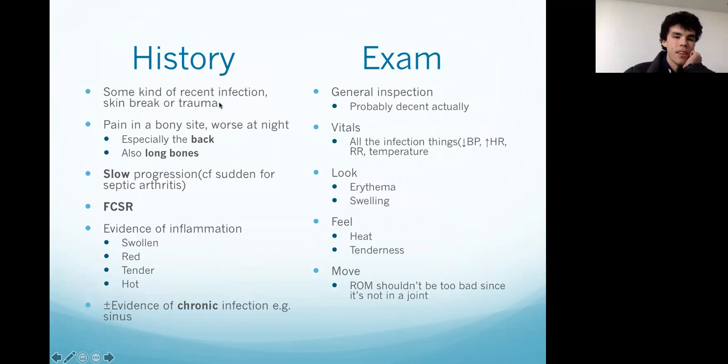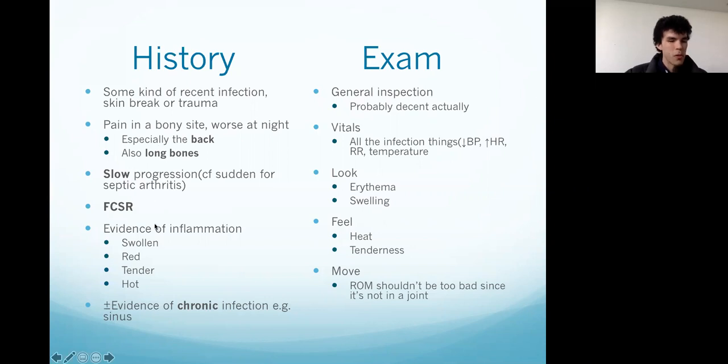So in history, some kind of infection or injury, pain in a bony site, worse at night, especially in the back and in the long bones for kids. It's not as rapid as septic arthritis. So septic arthritis is almost a hyperacute presentation. They were fine and then they're definitely not fine. Whereas with something like osteomyelitis, it's kind of a bit slower. It's a bit more of a grumbly kind of infection.